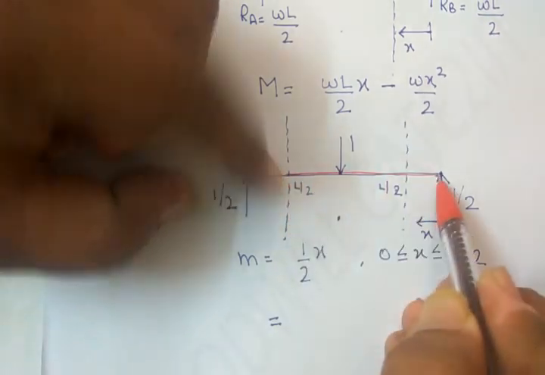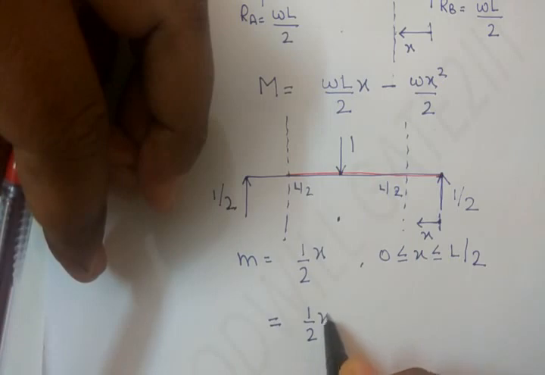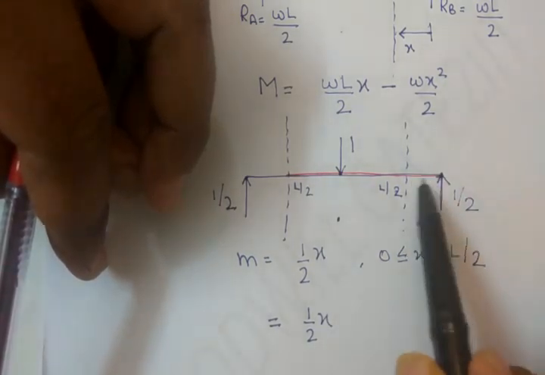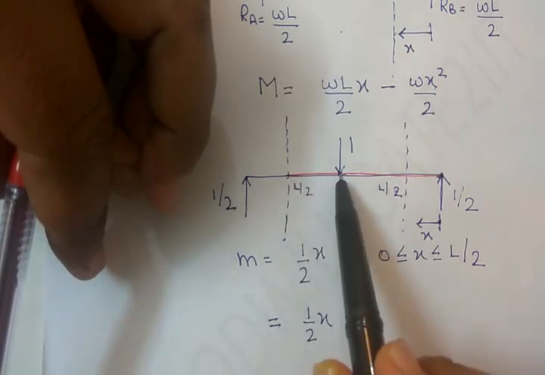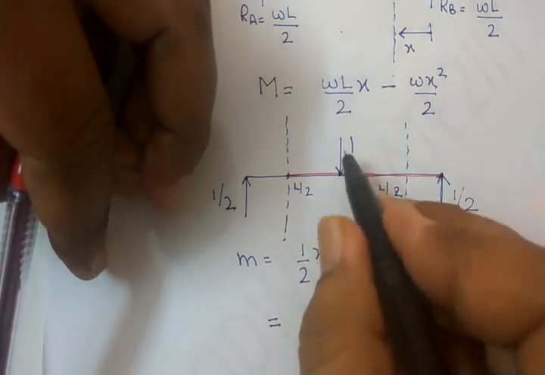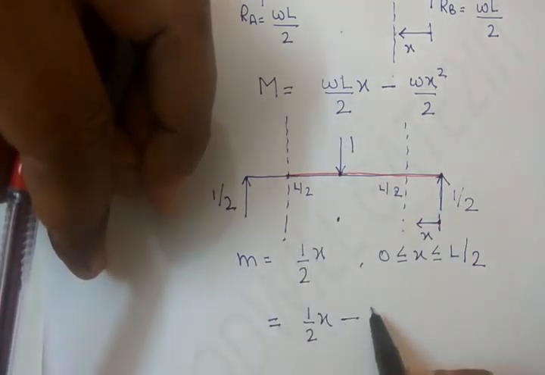So x is this distance this time. So I'll say 1 by 2 into x. Again, it is in the positive direction. Then there is no force. Then the force comes here. So this one will produce movement about this point. Because it is in the downward direction, I'll say minus 1.